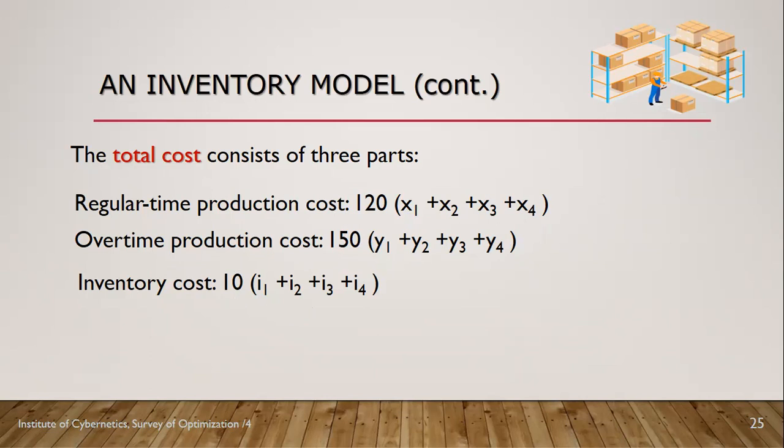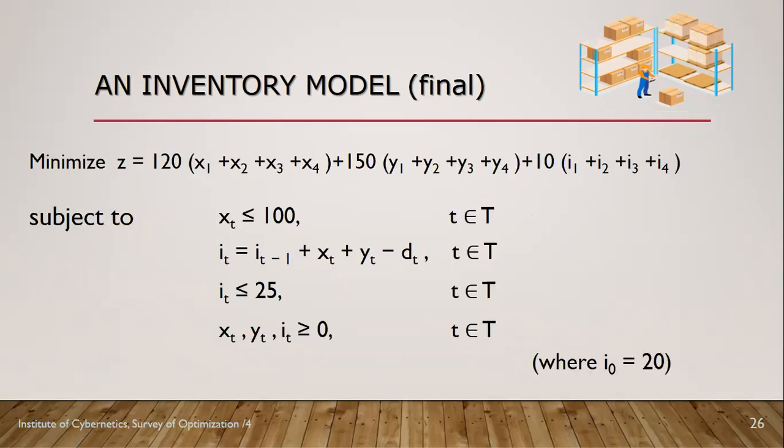So the final objective function will look like the sum of those 3 parts: 120 times (x sub 1 plus x sub 2 plus x sub 3 plus x sub 4), plus overtime 150 times (y sub 1 plus y sub 2 plus y sub 3 plus y sub 4), plus the inventory holding cost, 10 times (I sub 1 plus I sub 2 plus I sub 3 plus I sub 4). Now the constraints.